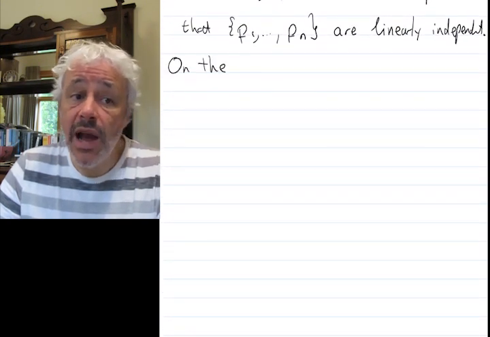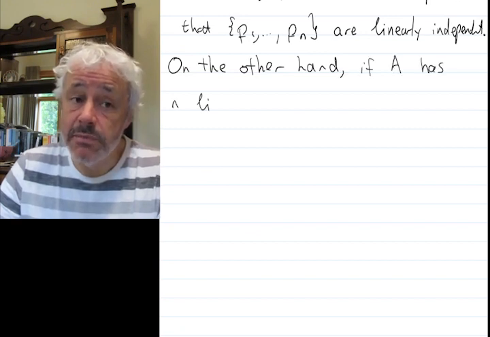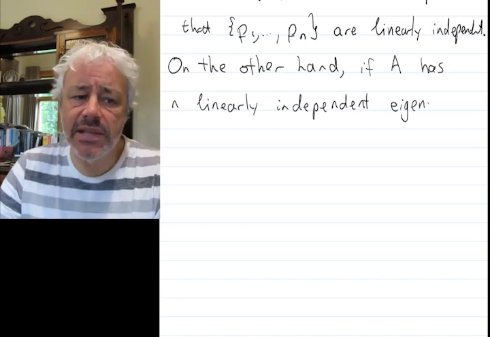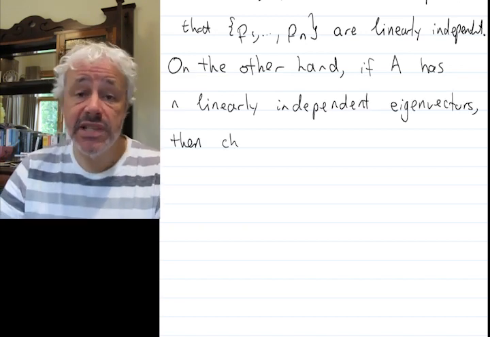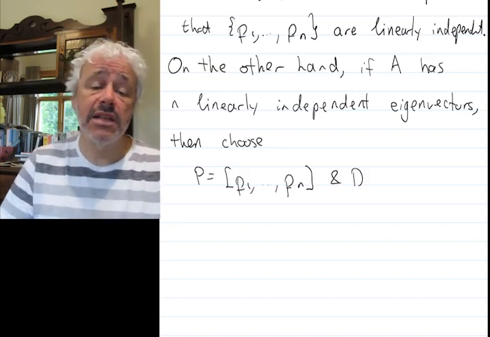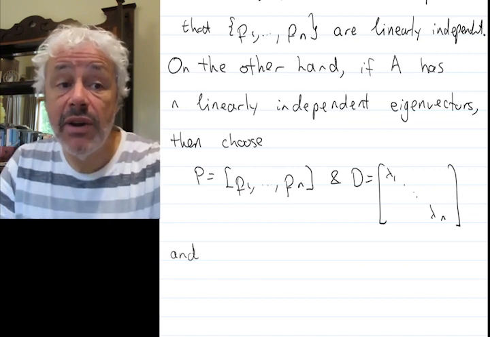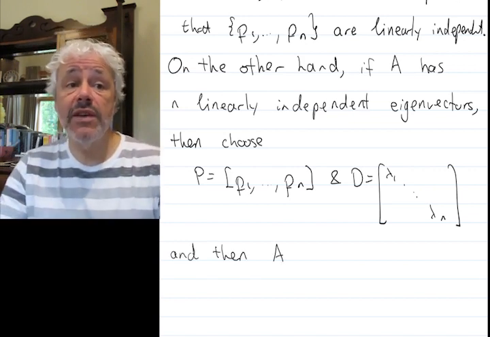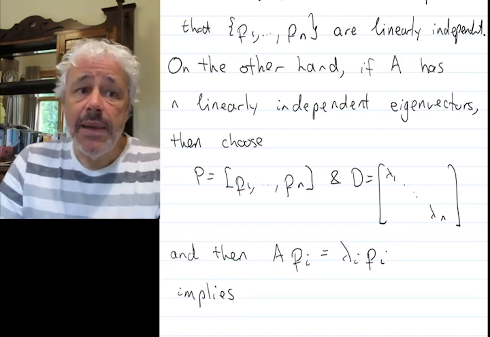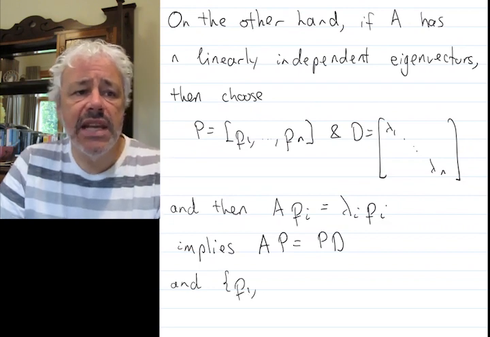How about the other way around? This time we're not given P inverse AP equals D, but we are given that A has n linearly independent eigenvectors. So in that case, we will just stack those eigenvectors into the columns of P, and we'll choose D to be the diagonal matrix with the eigenvalues on the diagonal, and we'll basically now run that calculation in reverse. We're given A Pi equals λi Pi. That gives AP equals PD, or P inverse AP equals D.